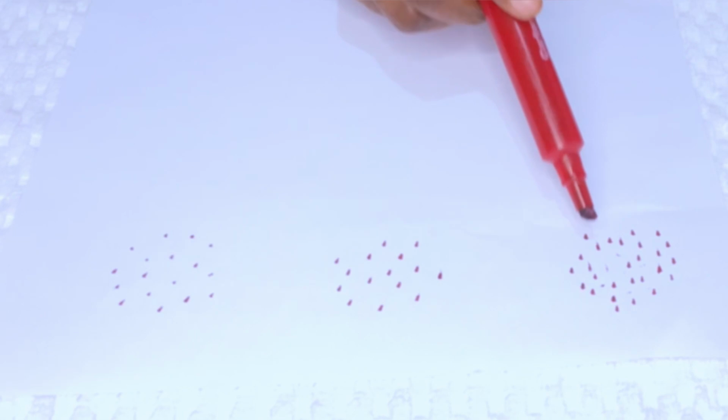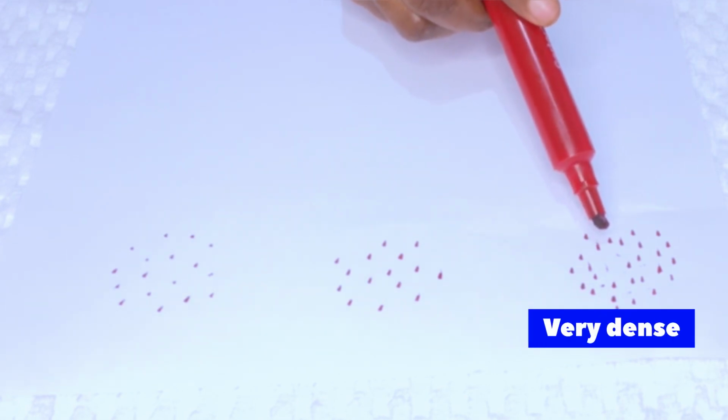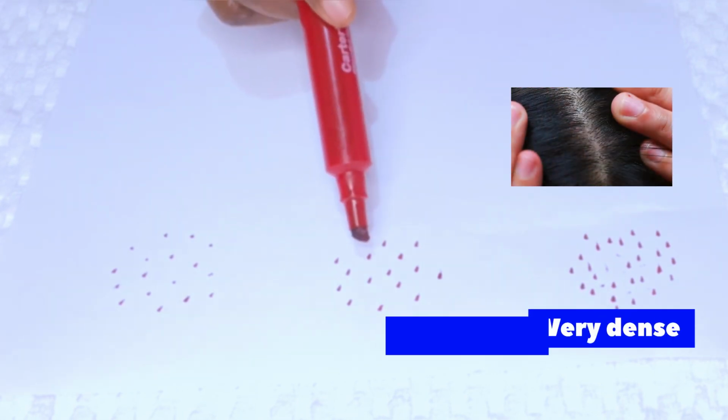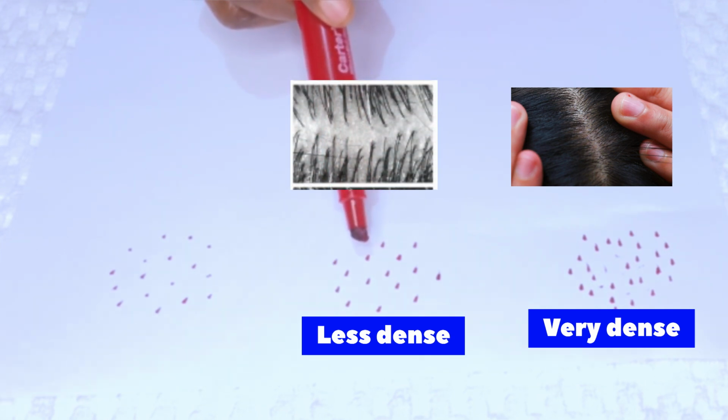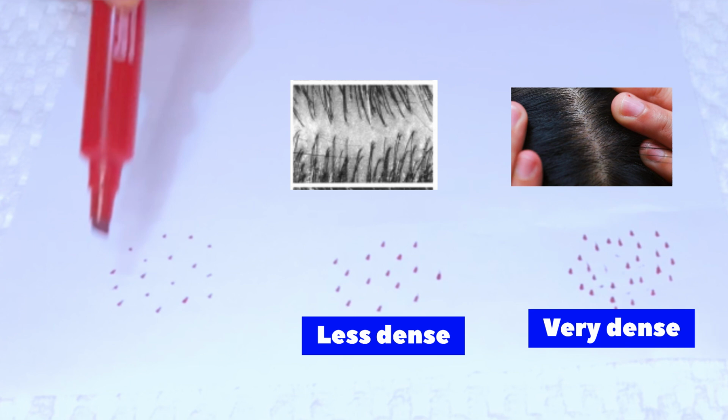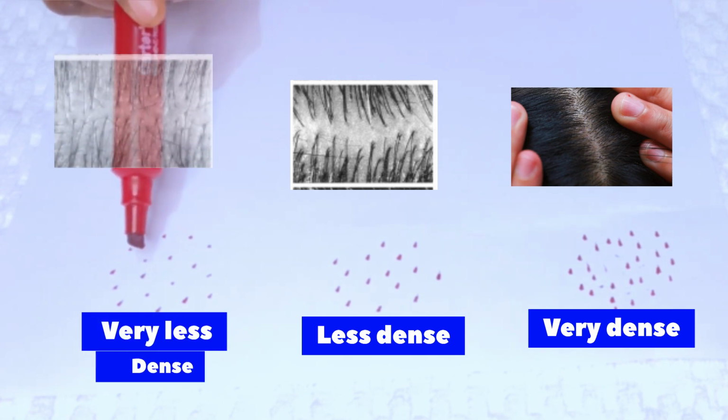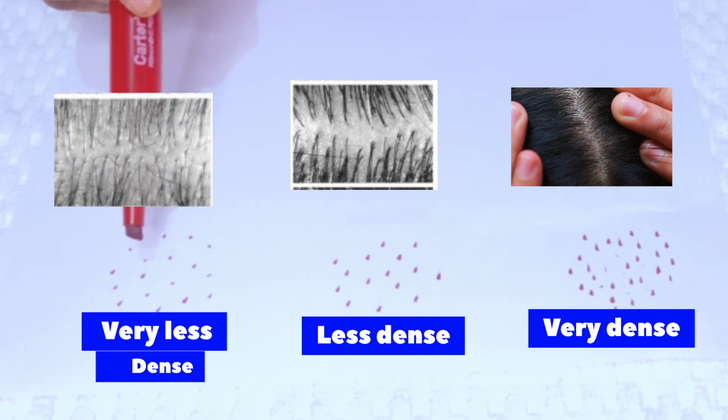So here we have very dense hair where the hair is packed closely together, less dense hair where the hair is not packed close together, and in some instances one hair strand might be growing out, and then we have very less dense hair which might be looking even sparse.